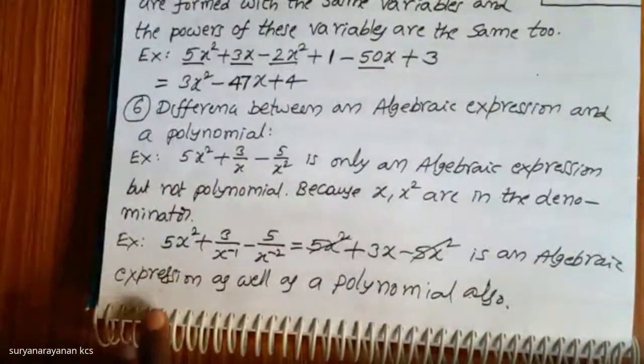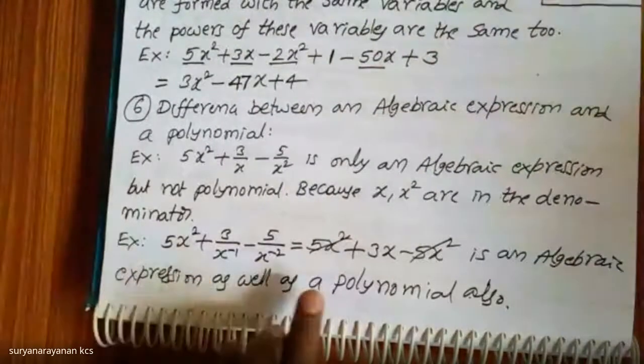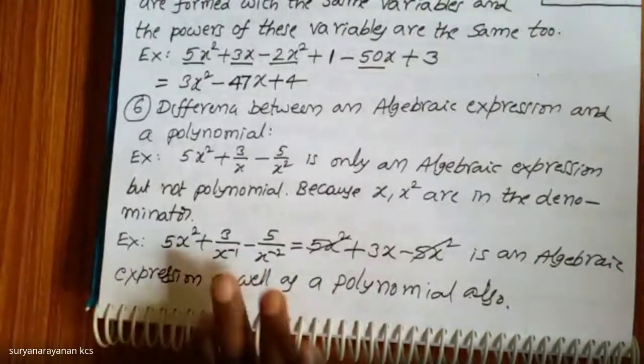This is one condition. In the denominator, variables should not be written. And another difference, second difference, see the second difference.